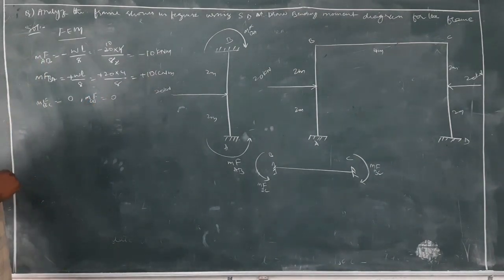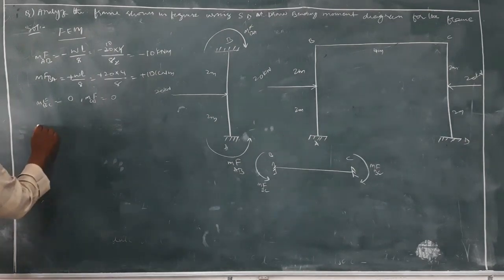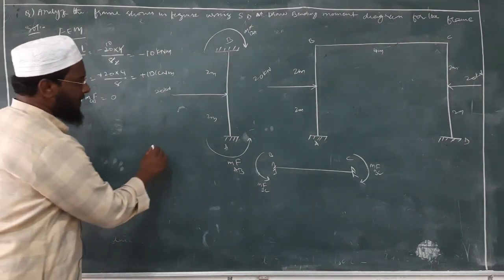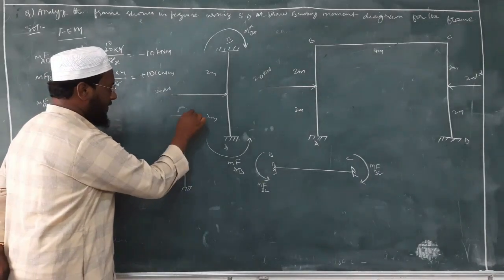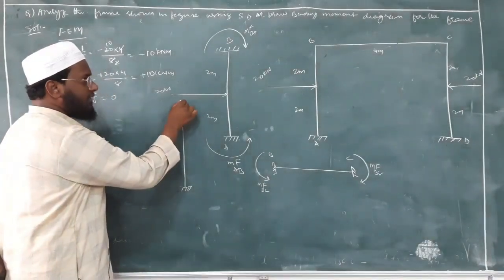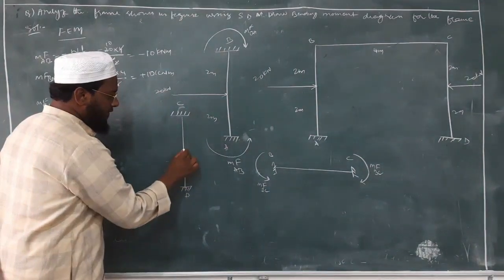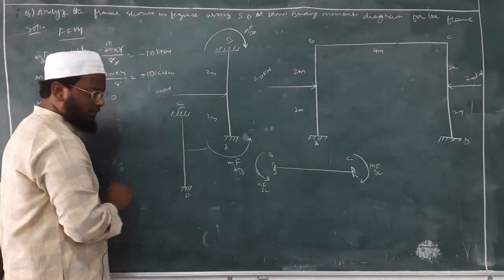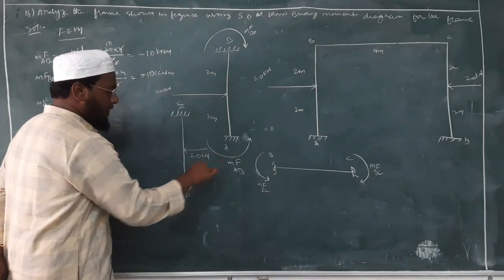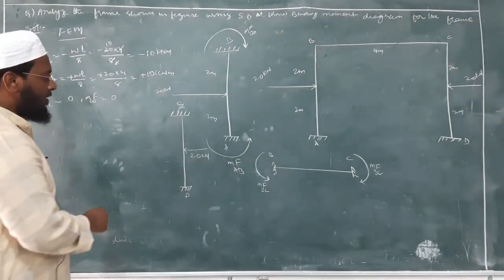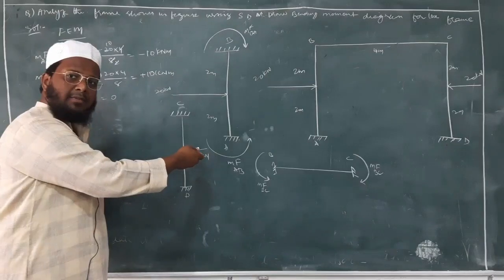Next, what is the next point we have? Next beam we have MFCD. We have one more column like this, and this is C and D. We have point load acting from this side now. Okay, 20 kilonewton. And because of this loading, what is happening to my beam?